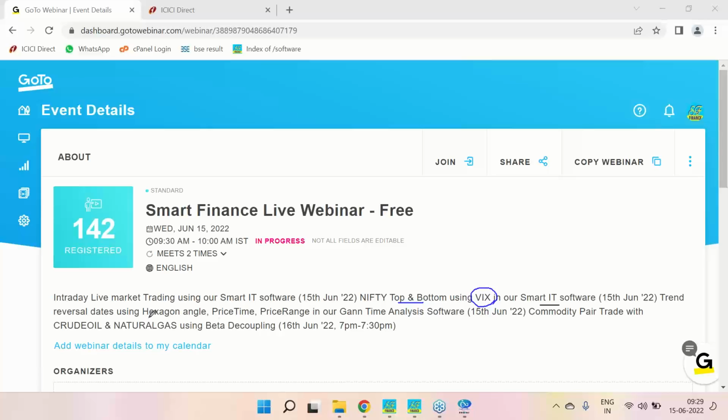In the trend reversal software in the Gann, we have added the hexagon, price time, and price range. All these three tools we have added in our software. So this is the first day event. In today's event you will be learning about that. And tomorrow is very special.